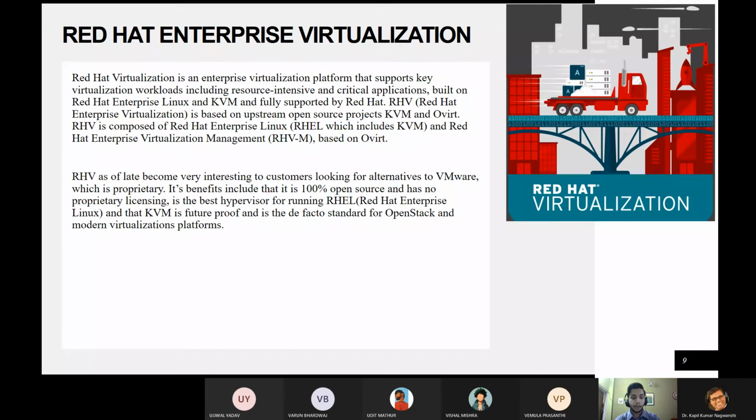RHV as of late has become very interesting for customers looking for alternatives to VMware, which is proprietary software. Its benefits include that it is 100% open source and has no proprietary licensing, and is one of the best hypervisors for running Red Hat's version of Linux. And also because KVM is future proof and is the de facto standard for OpenStack and other modern virtualization platforms.